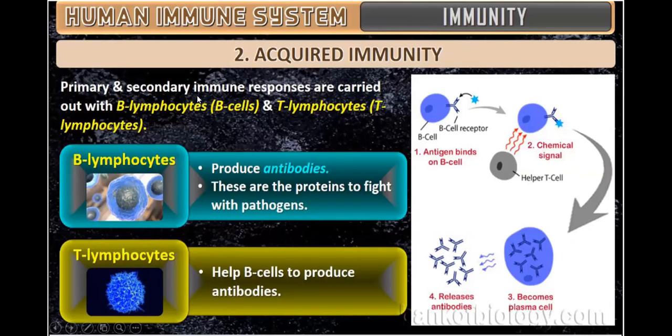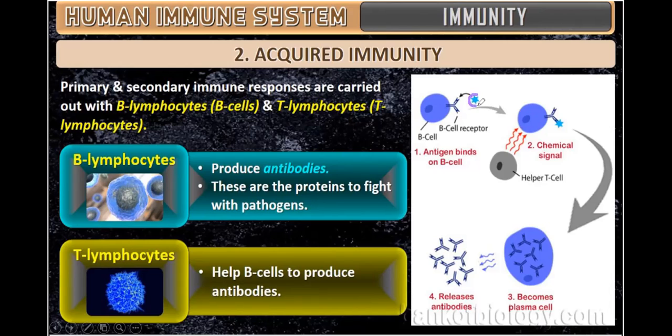In acquired immunity, primary and secondary immune responses are carried out by B lymphocytes, that is B cells, and T lymphocytes, that is T cells. So this is a B lymphocyte, and this is a T lymphocyte. The B lymphocyte produces antibodies. So the B cell will be producing antibodies.